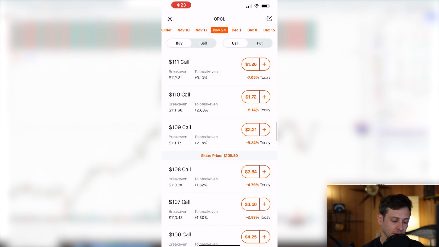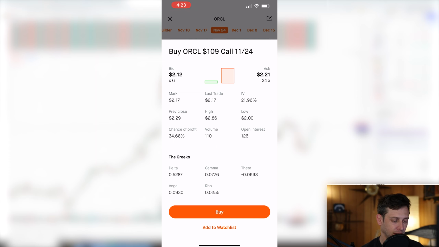Say I want to get into this trade right here. I'm going to click on this and take a look. So the bid is 212 and the ask is 221. Now, we're after hours here, and I guarantee that when this is actually trading, the bid and the ask are much, much closer.